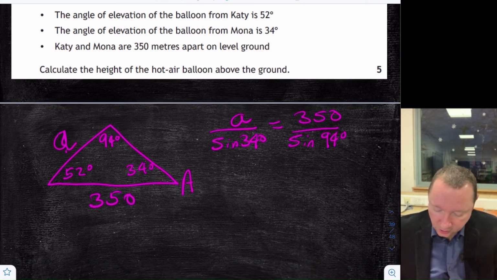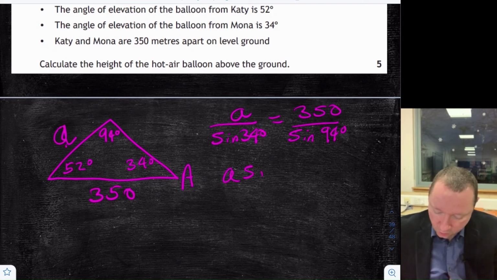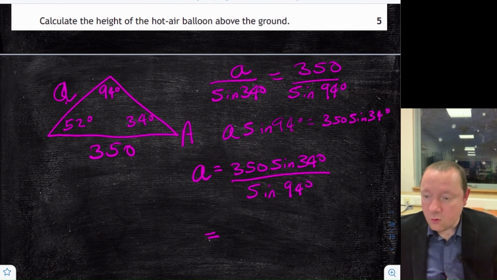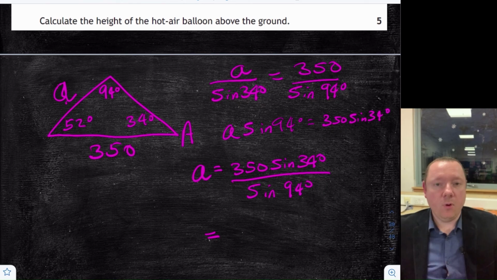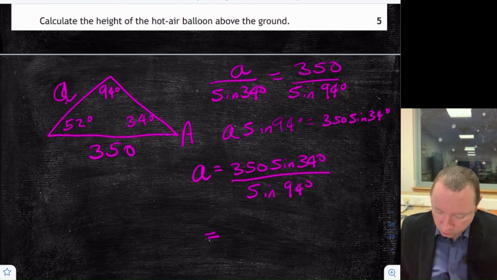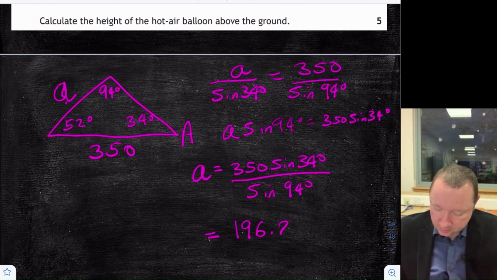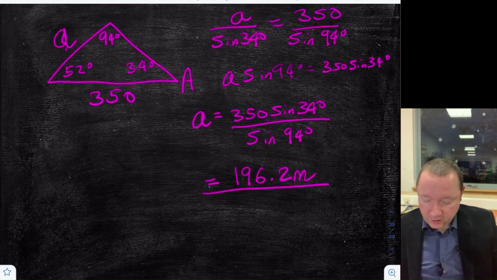We now need to rearrange that. So A sine 94 equals 350 sine 34. So A must equal 350 times the sine of 34 over the sine of 94. Getting a calculator and working that out, you get A is 196.195, or 196.2 would be fine, or even just 196. So far I've got 3 marks: substitution, rearranging and getting an answer.